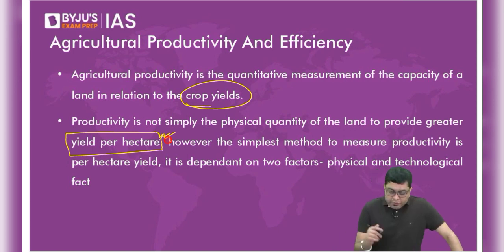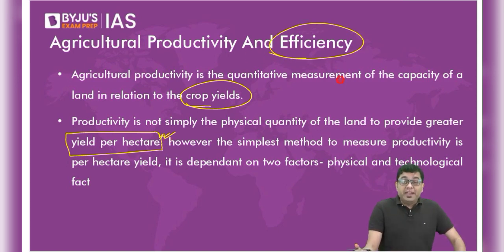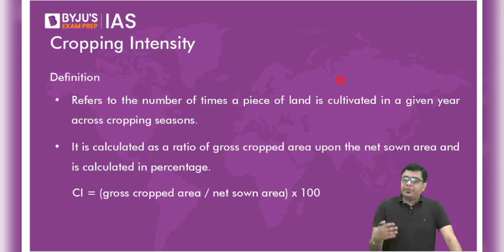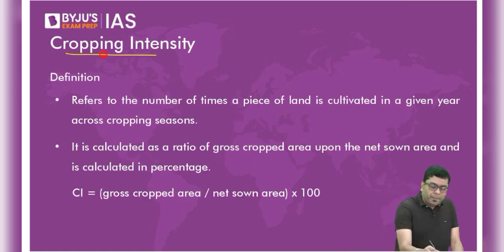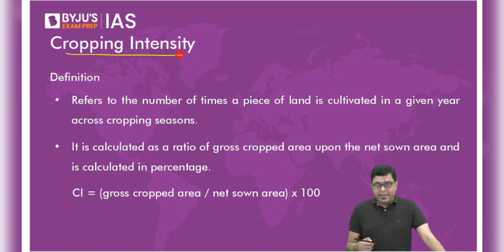Now, one of the measures or one of the methods by which you end up measuring the efficiency is how many times a particular farmland has been put to use in one calendar year. That gives you an idea about how efficiently the land is utilized. And the parameter which is used to measure that is cropping intensity. So when you hear the term cropping intensity, it is basically a reflection of the number of times a farmland has been put to use in the same calendar year.